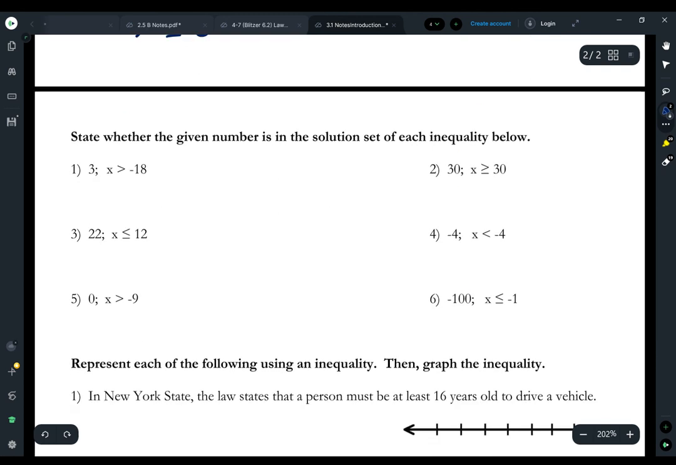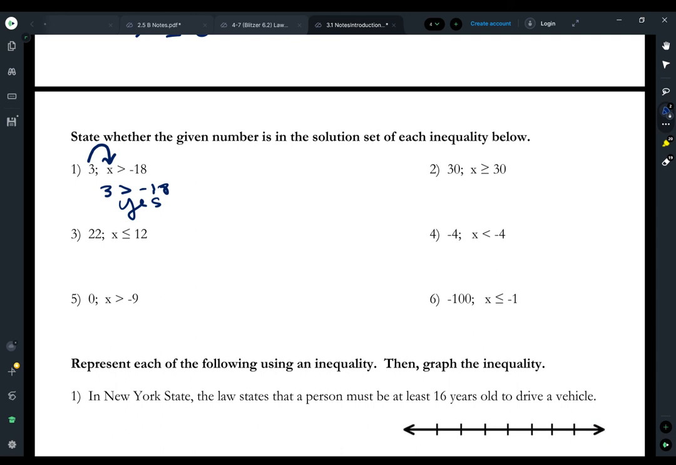So on the next set, we're looking at whether or not the given number is a solution. So that means the number that they give me, I'm checking to see if it's a solution. So I'm checking to see if it works in the inequality. So I'm going to substitute it for X. So for 1, I would have 3 is greater than -18. So then I have to decide, is that true? And yes, it is. We can go back to that elementary school alligators eating the bigger numbers.